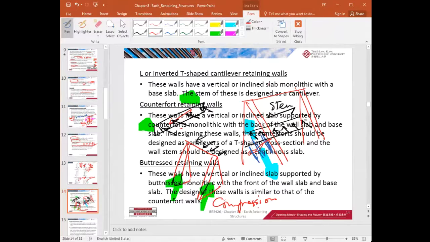But here, you have the tension. So you have to use steel bars, right? And here you use the concrete. So in terms of design, the compression of the buttress retaining wall will be more economical than the counterfort. Because in counterfort, you have to put in more reinforcement.